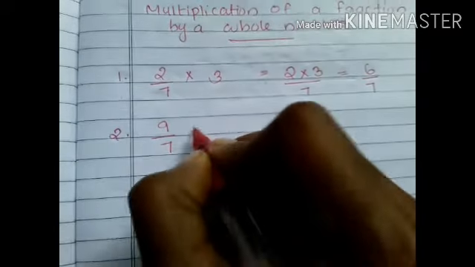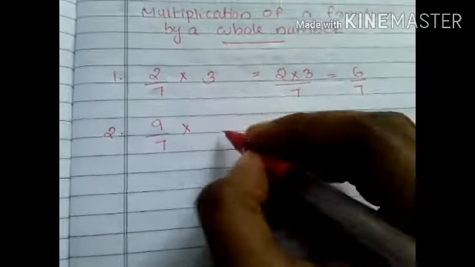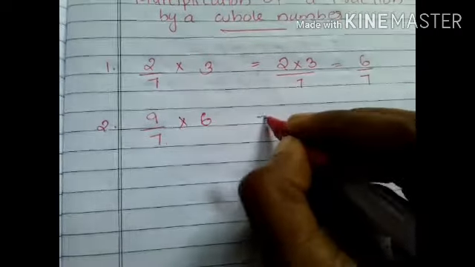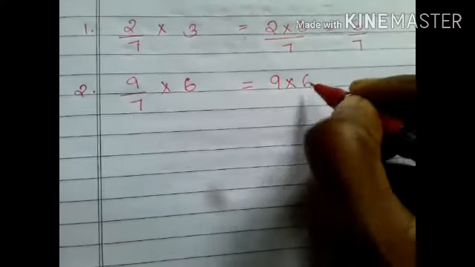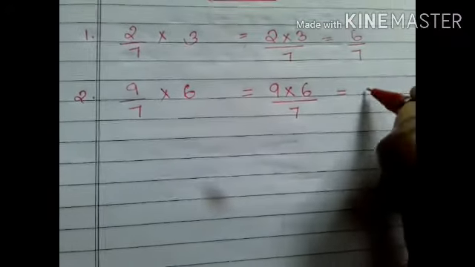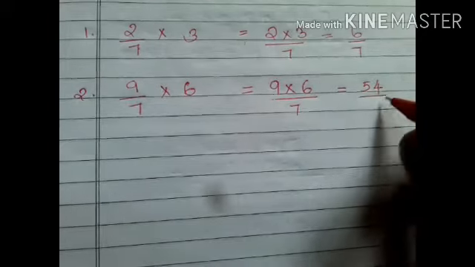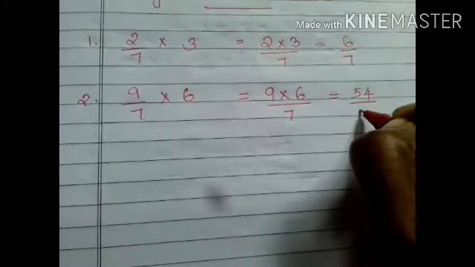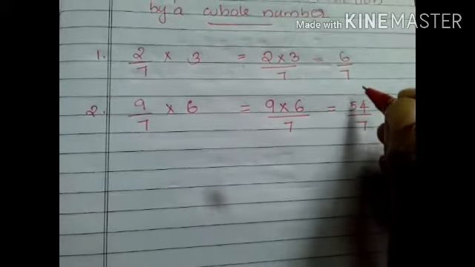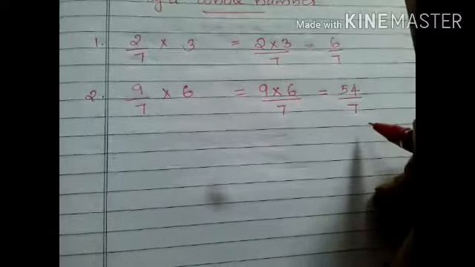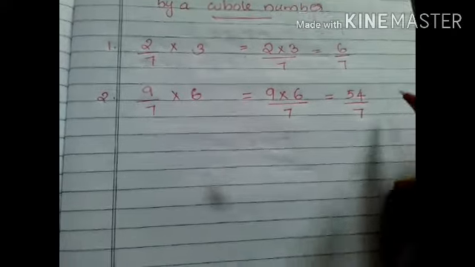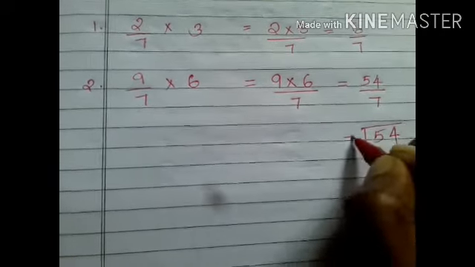Then next one, 9 by 7 multiplied by a whole number 6. So how to write this? 7 into 6 divided by 7. 7 into 6 is 54 divided by 7. 54 divided by 7 is an improper fraction, so we have to write it as a mixed fraction. How to write it as a mixed fraction? 54 divided by 7.